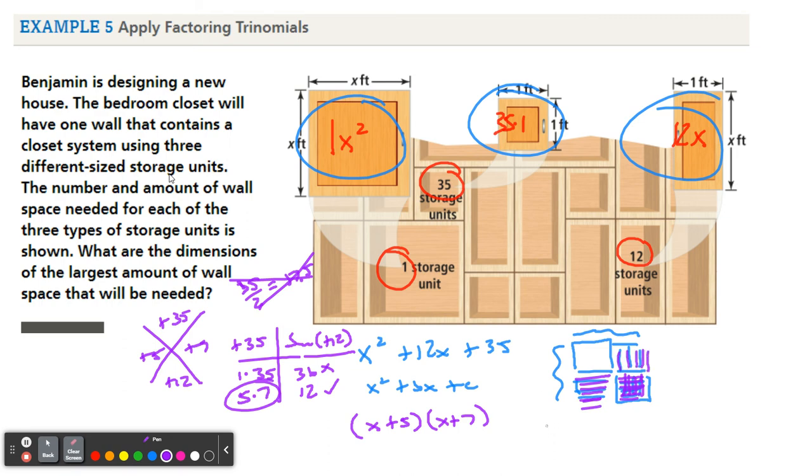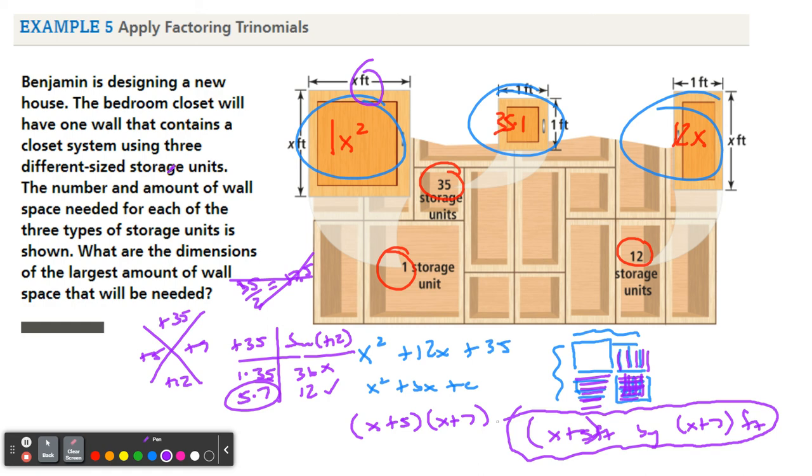So this would be dimensions of x plus 5 feet. And I don't know why. Oh, they're in feet because here. So x plus 5 feet, all right, by x plus 7 feet. And that would be the dimensions.